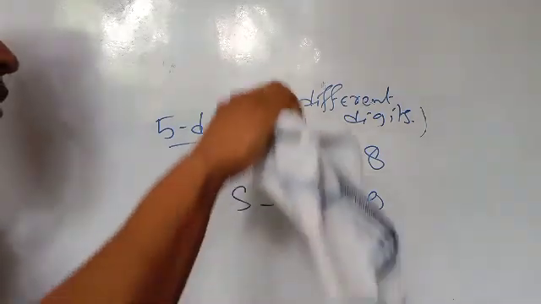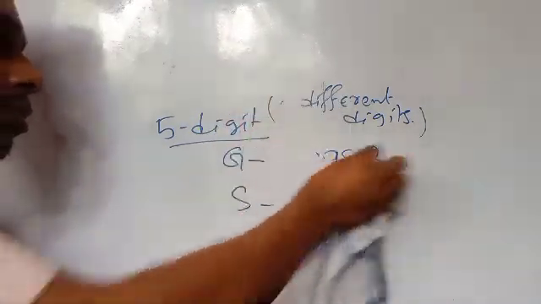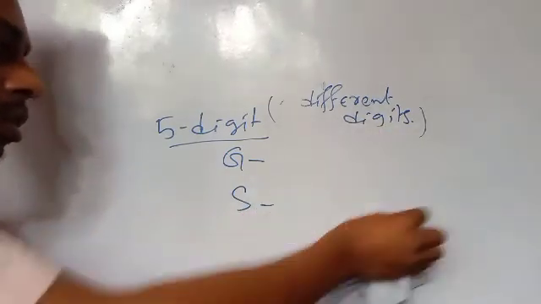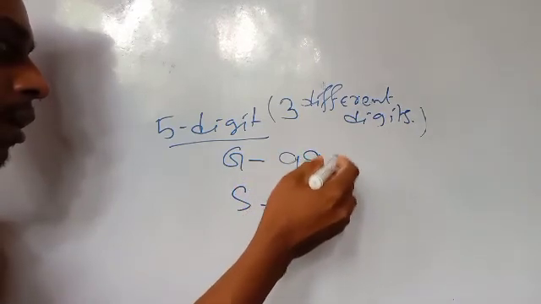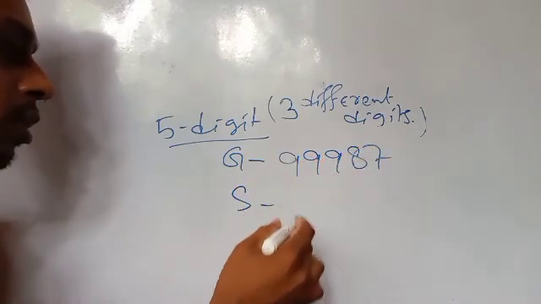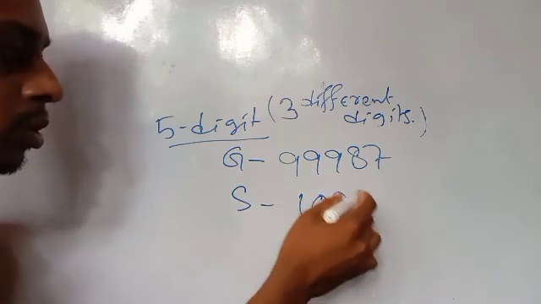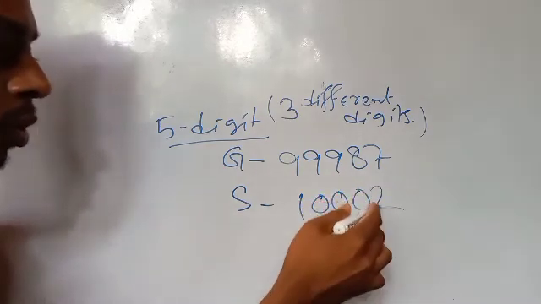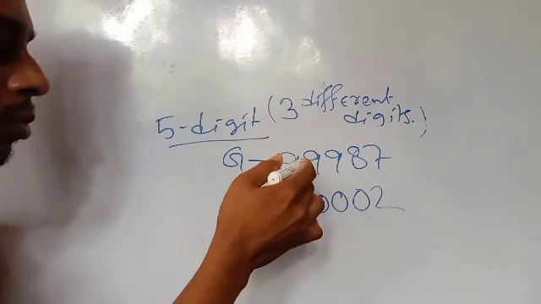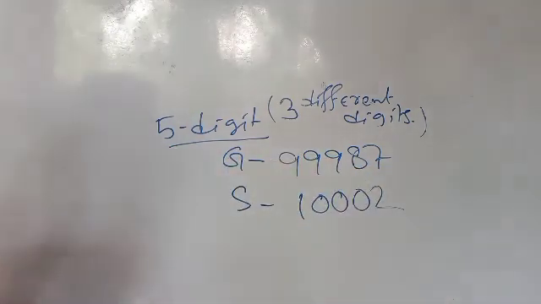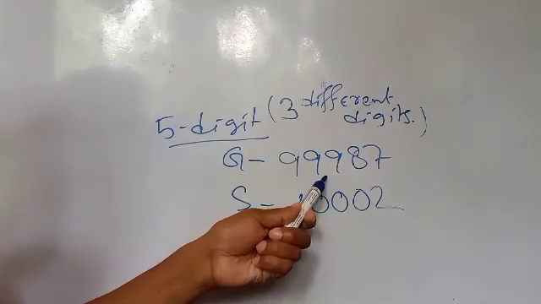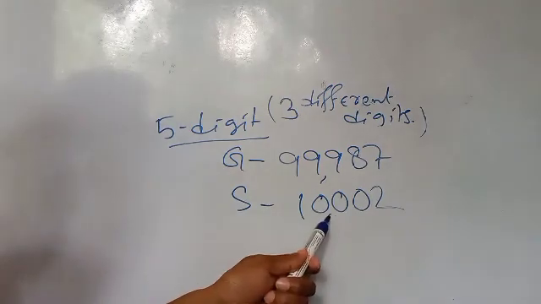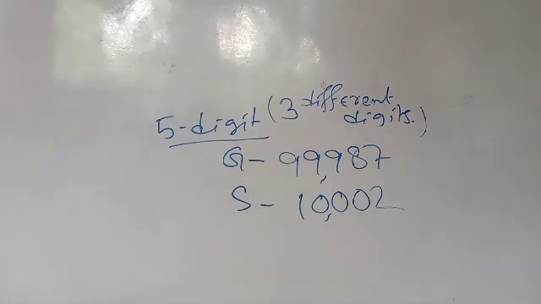If we want to use three different digits, then it will be 99987 and 10002. So if we want to use three different digits and make the 5 digit greatest number, then this will be the 5 digit greatest number and this will be the 5 digit smallest number.